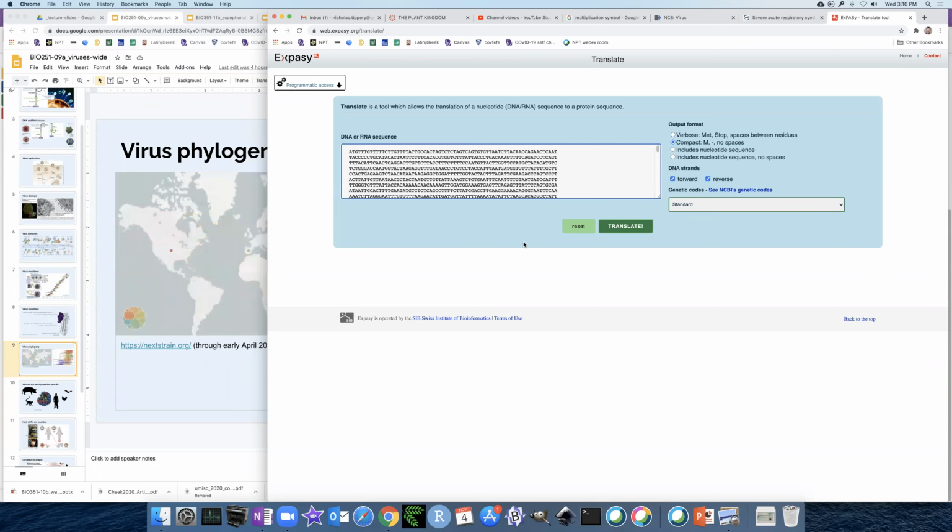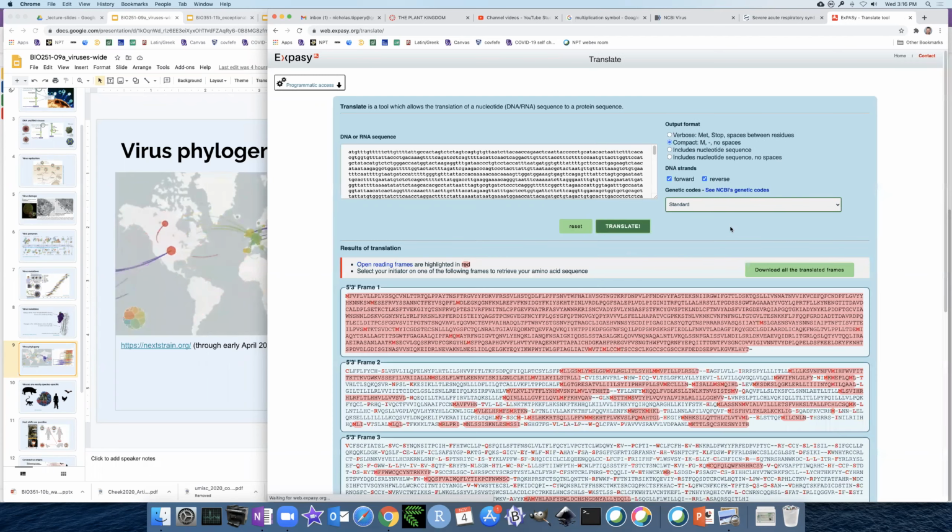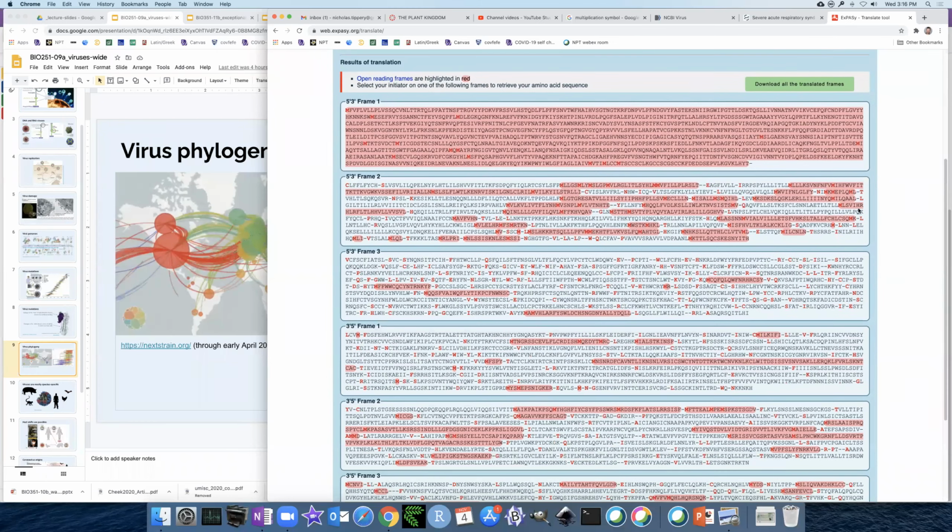All right, let's see what happens here. Translate. Okay. So this website, expasy.org, gives you a lot of options. What it's doing is it's investigating different reading frames in different directions. So we pasted in something that we knew was in the right reading frame, and also was running in the 5' to 3' direction. So this is what we got, MFV, FL, and so on.